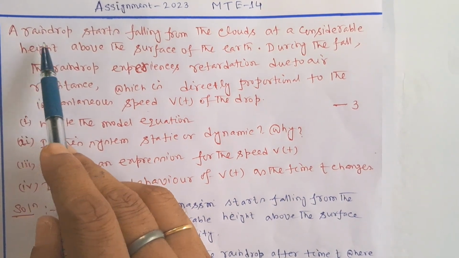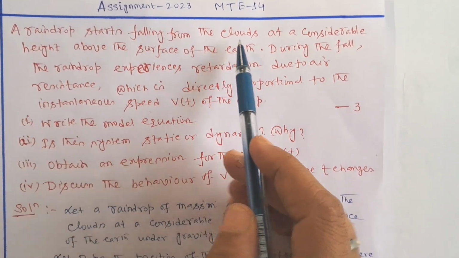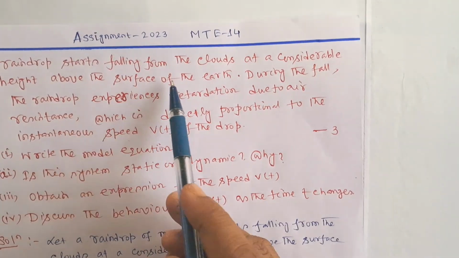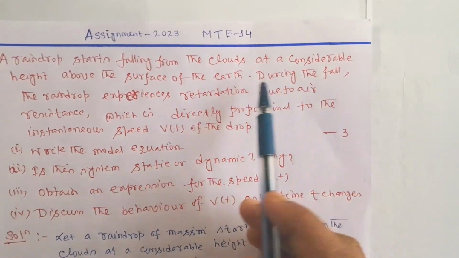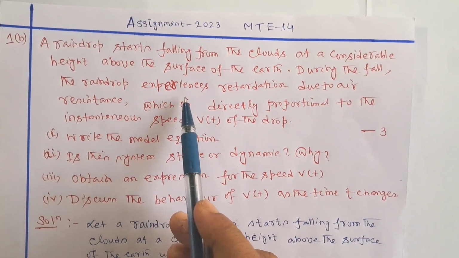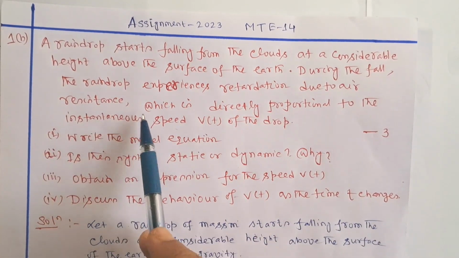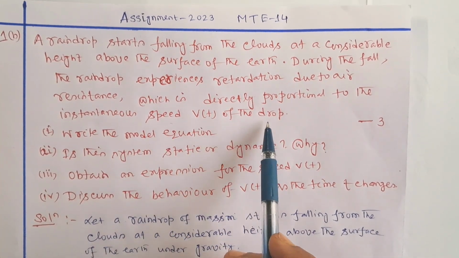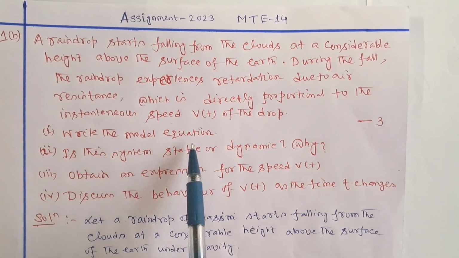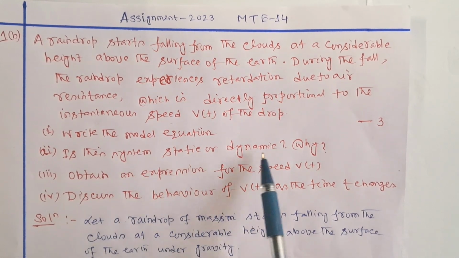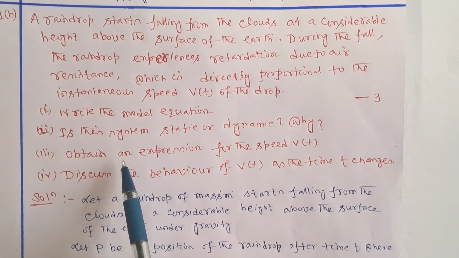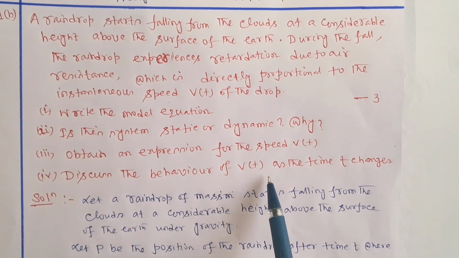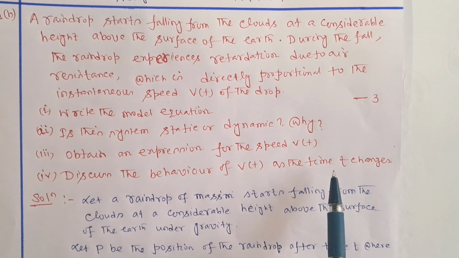Question number 1B. A raindrop starts falling from the clouds at a considerable height above the surface of the earth. During the fall, the raindrop experiences retardation due to air resistance, which is directly proportional to the instantaneous speed v(t) of the drop. Write the model equation. Is the system static or dynamic? Why? Obtain the expression for the speed v(t). Discuss the behavior of v(t) as the time t changes.